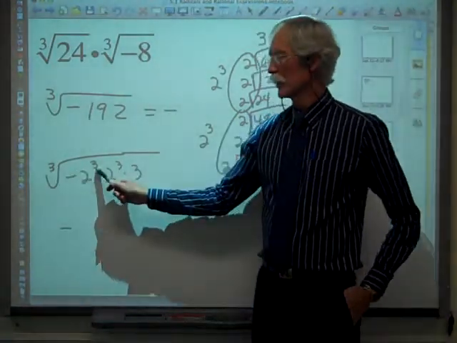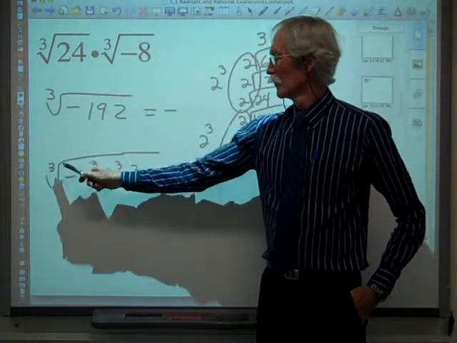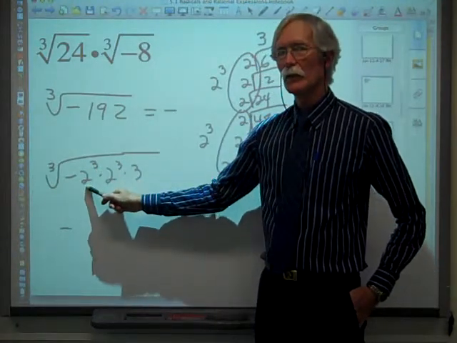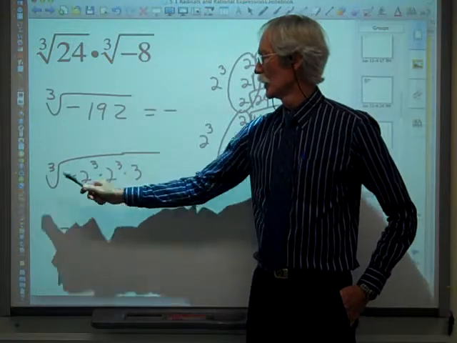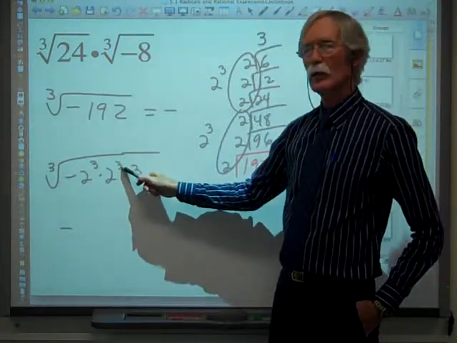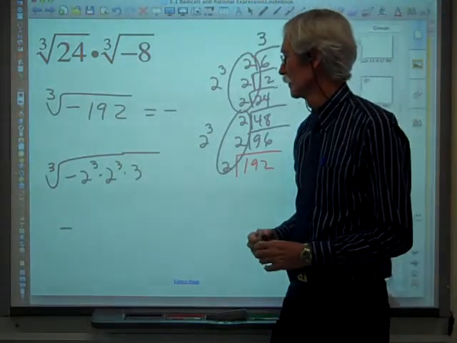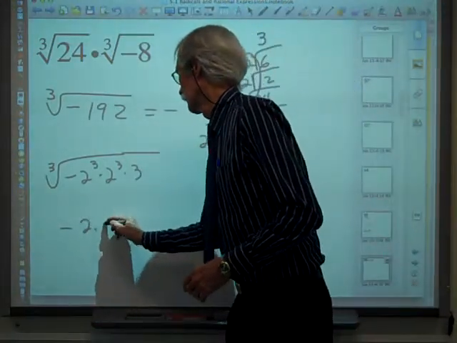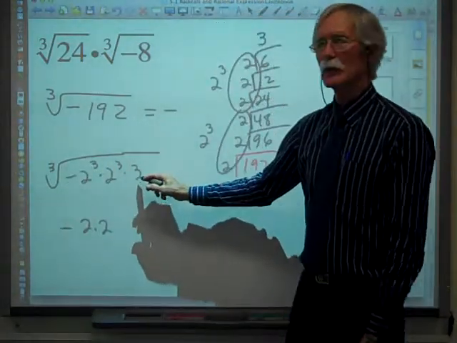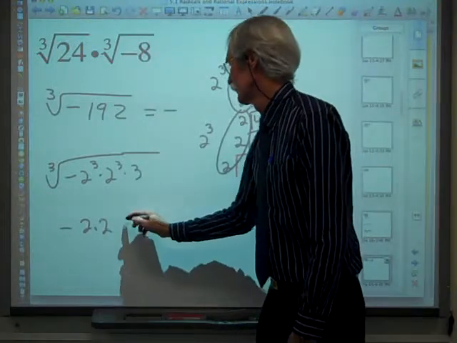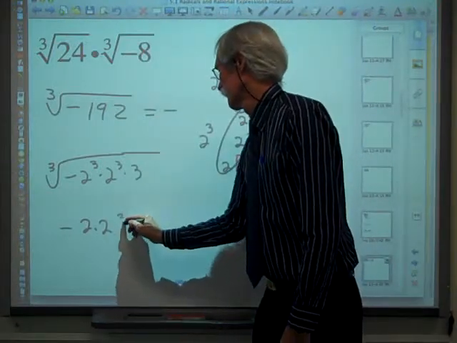What does a cube root do to a cube? Cancels, leaving 2. What does a cube root do to a cube? Cancels, leaving 2. What does a cube root do to just plain old Mr. 3 here?